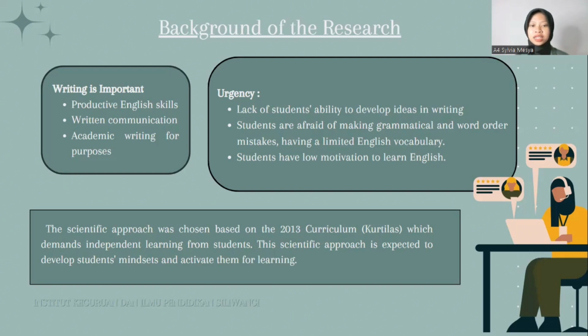And then urgency or gap of the research, there are 3 points. First point, lack of student ability to develop ideas in writing, and then students are afraid of making grammatical mistakes in their words, having a limited English vocabulary. So the last, students have low motivation to learn English.